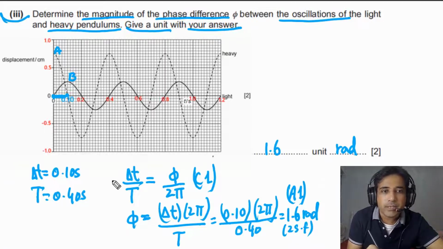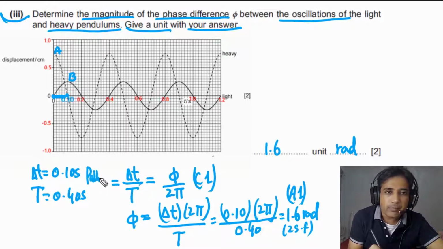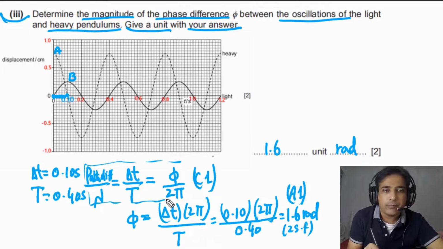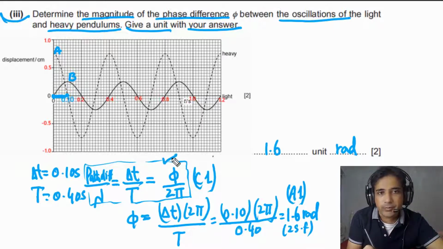We can also extend this one. This is also equal to, for the waves, path difference divided by lambda. So for waves, if path difference is given and lambda is given, you can also calculate phase difference. So it is a very important equation for your AS level and also very important for A2 physics. So this is how we can answer.